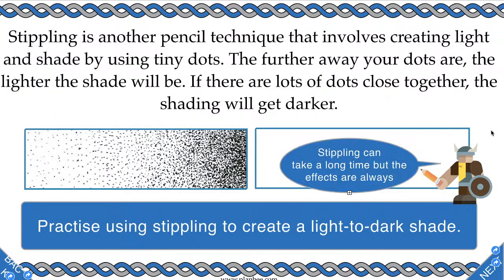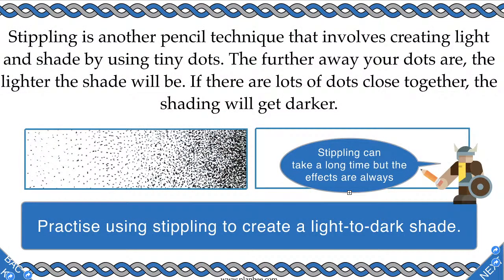Okay. So stippling is another pencil technique that involves creating light and shade by using tiny dots. The further away your dots are, the lighter the shade will be. If there are lots of dots close together, the shading will get darker. So stippling can take a long time, but the effects are always really good. So if you want to practice using stippling to create a light dark shade, you can. There is a worksheet on that. So if you would like to have a look at the worksheet, it is this one here.